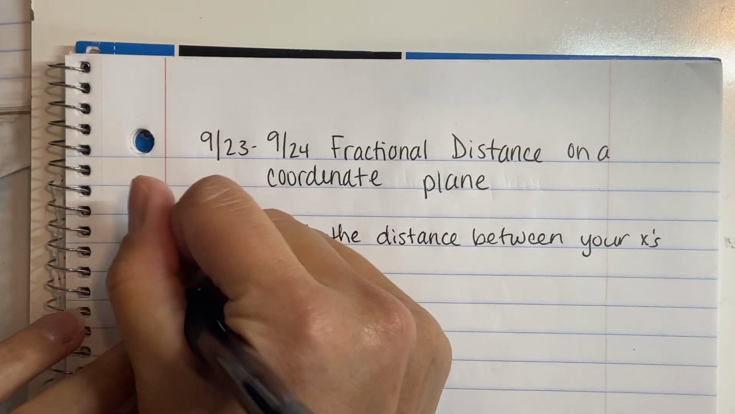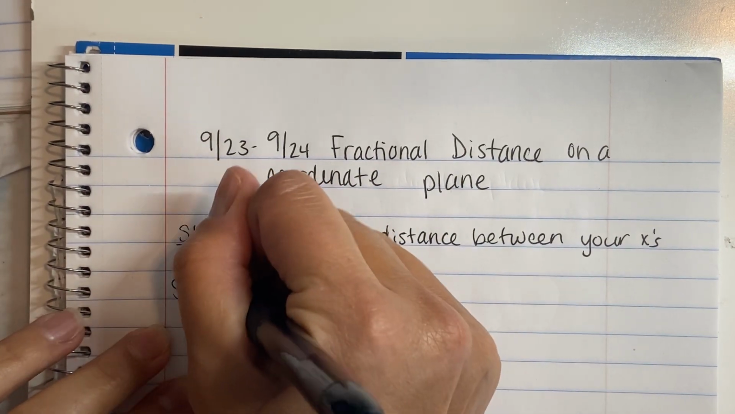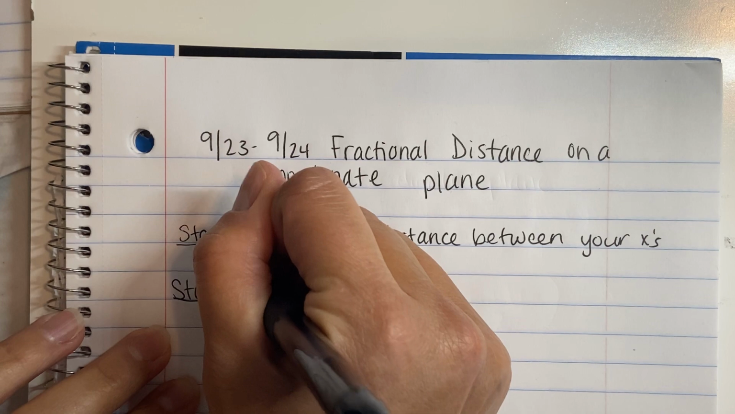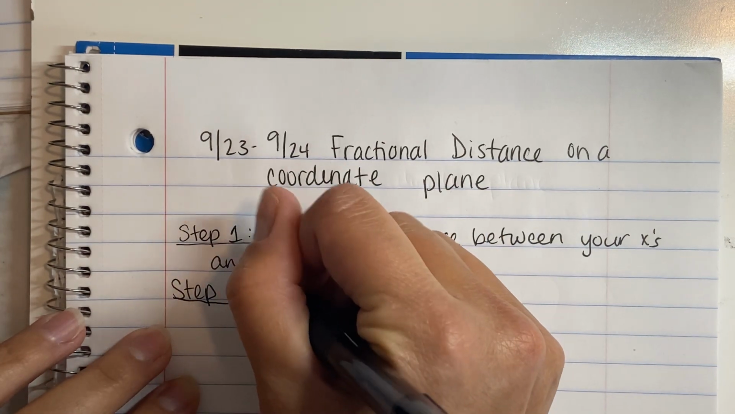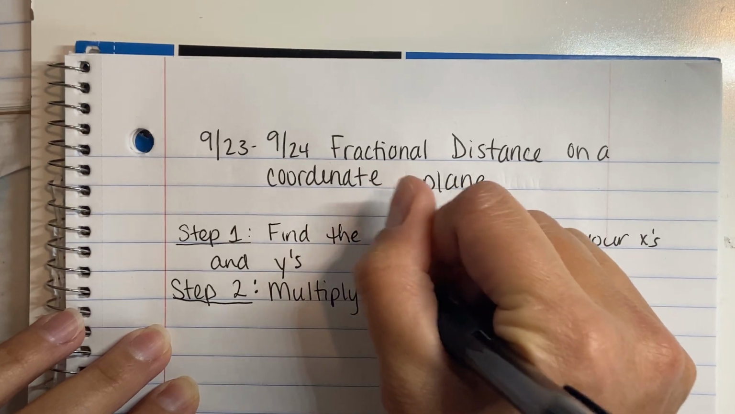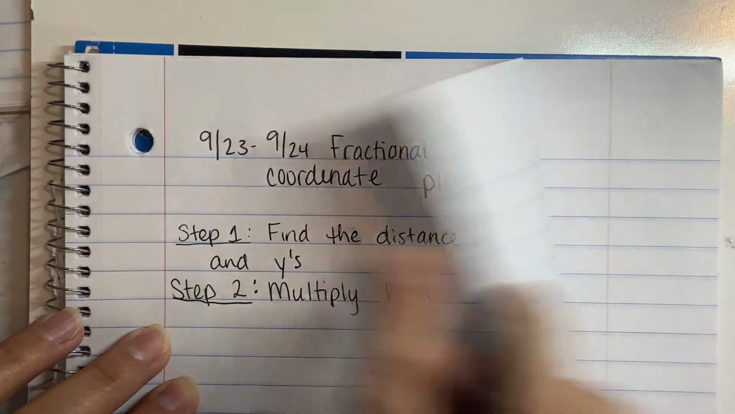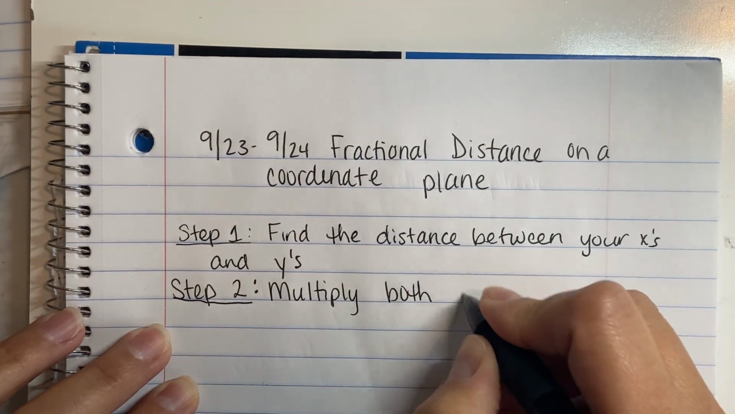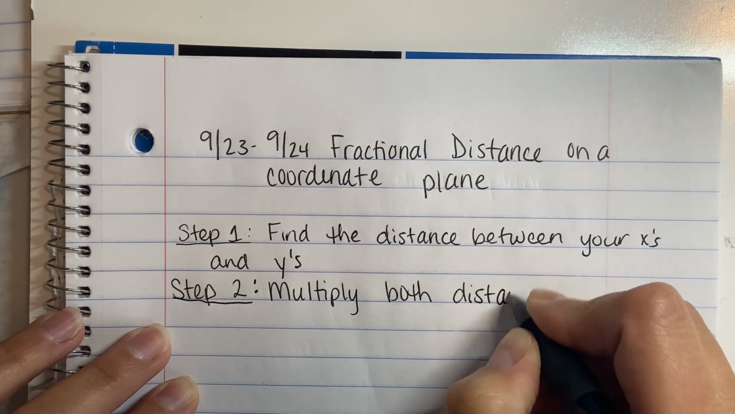Step 2. You're gonna multiply both distances, the one for the X and the Y, both distances by your fraction.